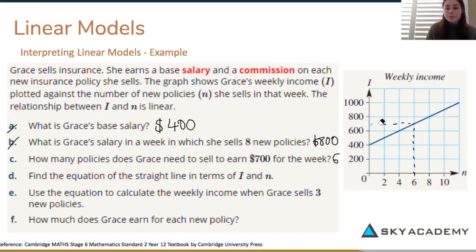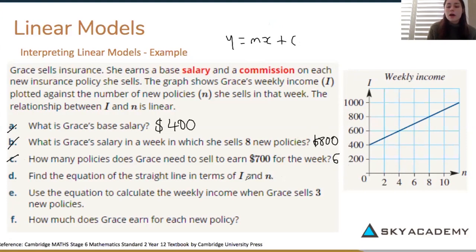Now we have been asked to find the equation of the straight line in terms of I and N. So our equation of a line we know is y equals mx plus c, and we have to turn that into terms of I and N.